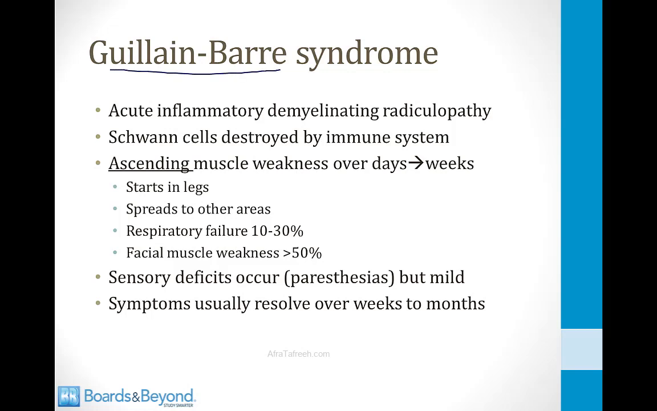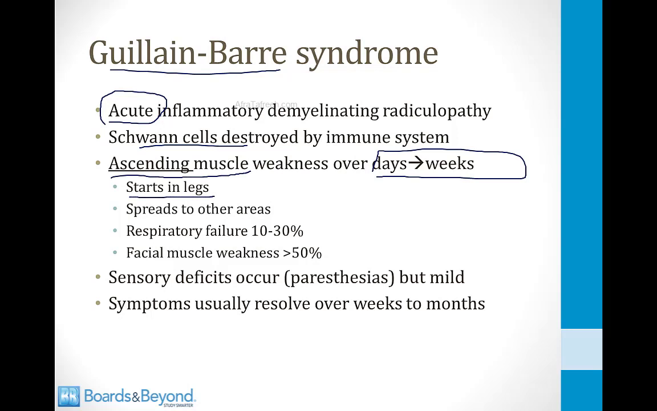Next, let's talk about the Guillain-Barré syndrome. This is an acute inflammatory demyelinating disease, and the key word is acute. This comes on rapidly over days to weeks. In Guillain-Barré syndrome, the Schwann cells get destroyed by the immune system, and recall that the Schwann cells myelinate the peripheral nerves. Patients with Guillain-Barré have an ascending muscle weakness, and remember the word ascending because it usually starts in the legs and then spreads to other areas. This can be serious and life-threatening.